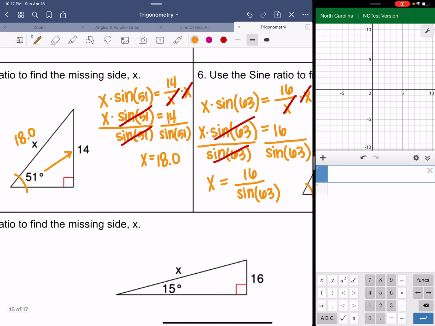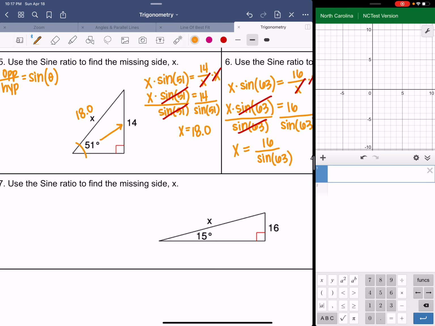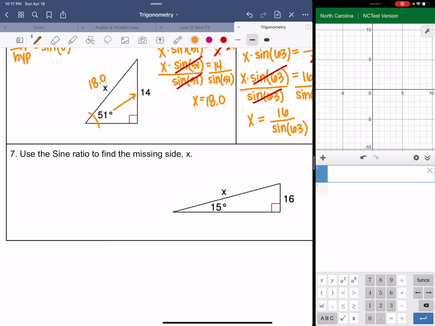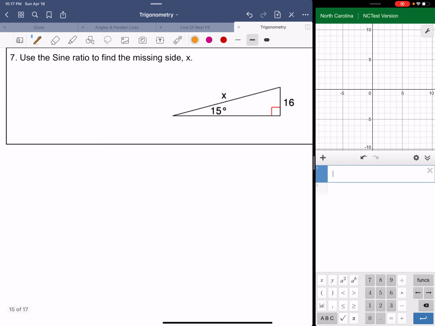And finally, with number 7, use the sine ratio to find side x. Even if we weren't told to use the sine ratio, we have our angle here, we have the opposite side, and we have the hypotenuse. So sine of the angle 15 is the opposite over the hypotenuse, so 16 over x. That same process is going to happen here. So we're going to do times x on both sides.